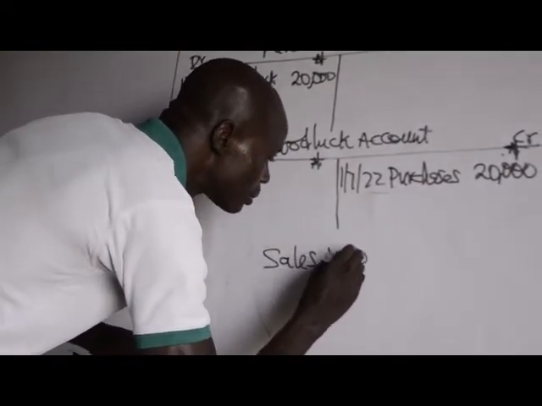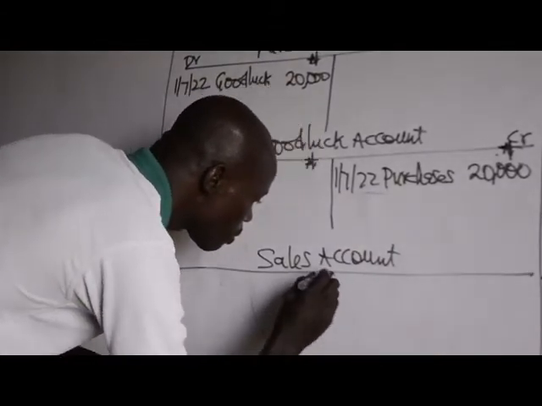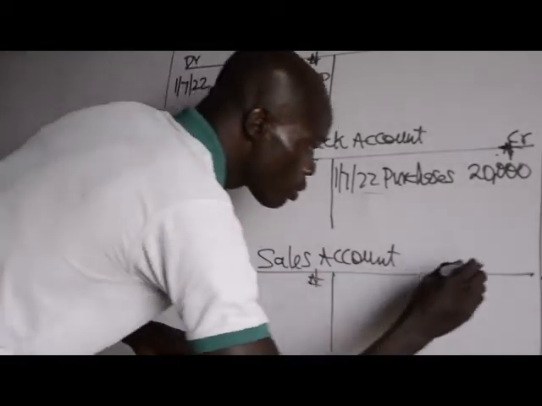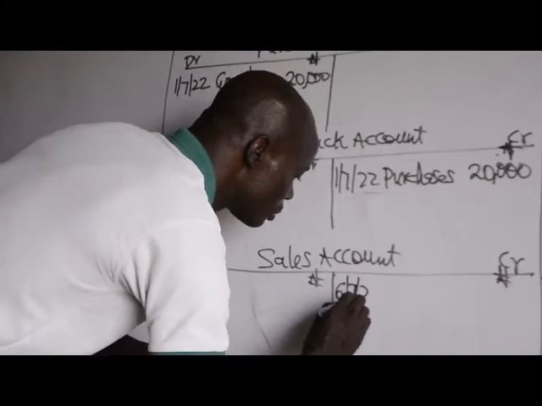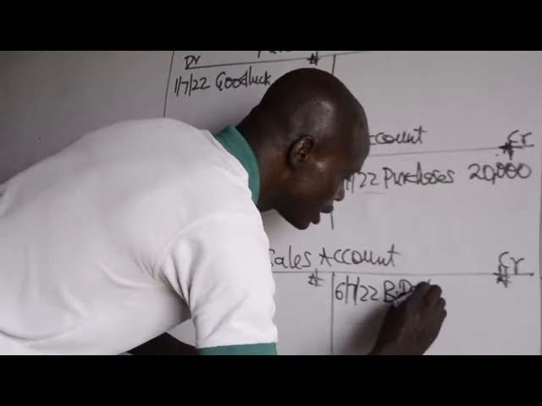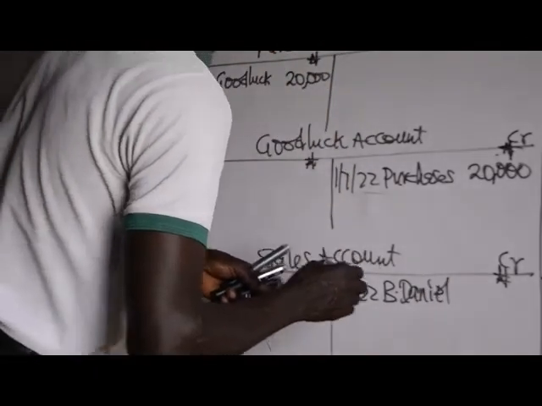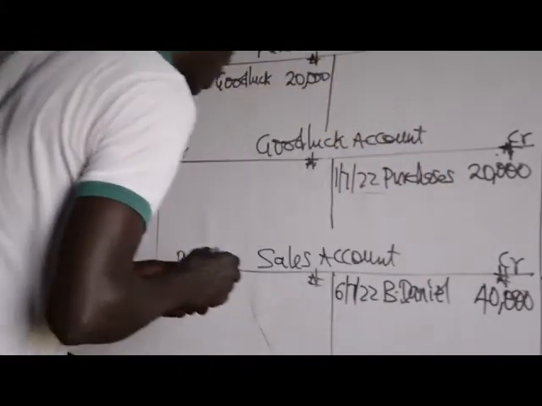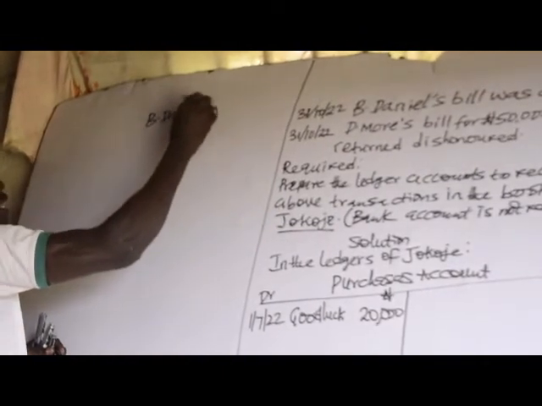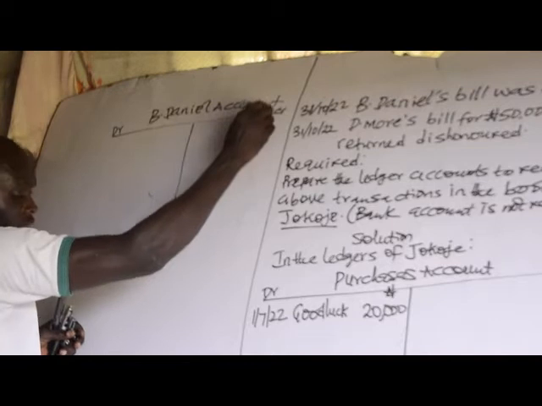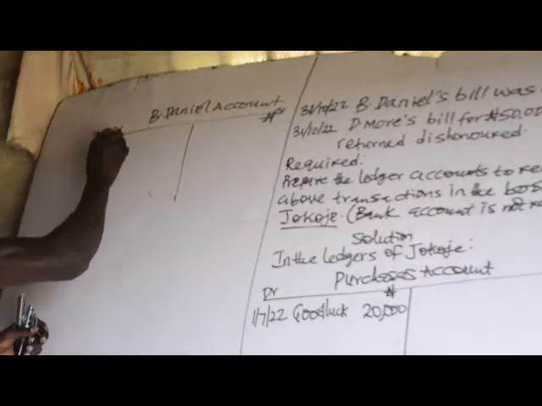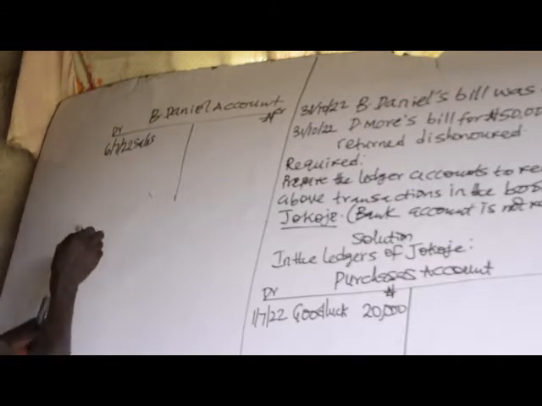Let's have the sales account. We credit sales. The date is 6th of July. We debit B. Daniel and credit sales account. The amount involved is 40,000 naira. We credit sales account with 40,000 and we debit B. Daniel account. Let's have the B. Daniel account. We debit B. Daniel, the date is 6th of July 2022, with 40,000.